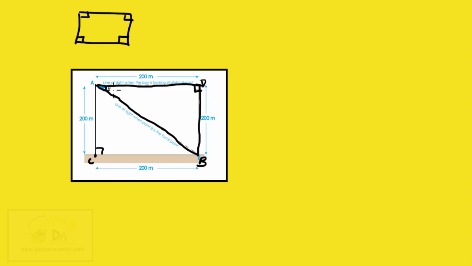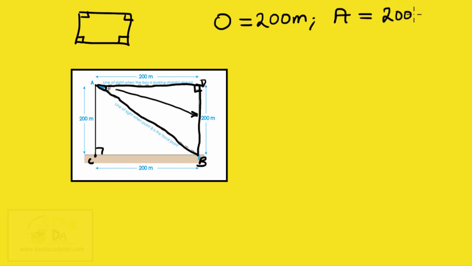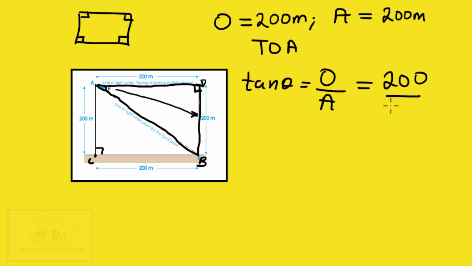Well, clearly you can see that the opposite side to theta is this side with a length of 200 meters. So O has a value of 200 meters. The hypotenuse is this side, and the remaining side is the adjacent side to angle theta, which also has length of 200 meters. Now from SOHCAHTOA, the tangent of angle theta will be equal to the length of the opposite side divided by the length of the adjacent side, which is 200 divided by 200 meters, which means that tan theta is equal to 1.